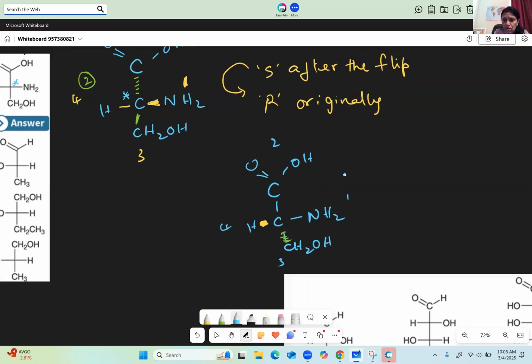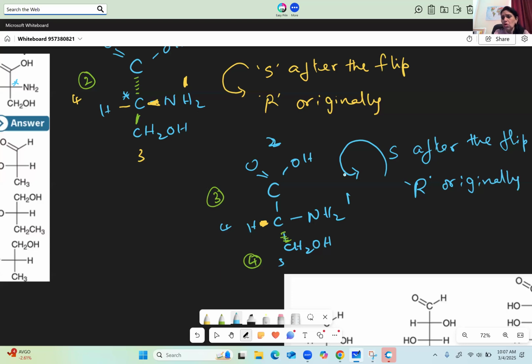So what do I do now? I need to put my fourth priority on the dash. So I'm going to put 4 here and I'm going to put 3 here. Now notice, if you consider 1, 2, 3, this is still S after the flip, or originally S. So the bottom line is you can make any of the horizontal bonds a wedge and any of the vertical bonds a dash. Your configuration, the R or S, will not change.